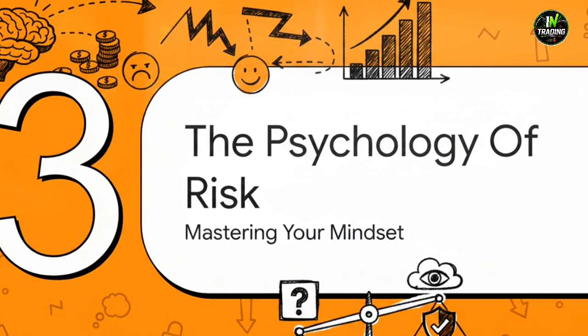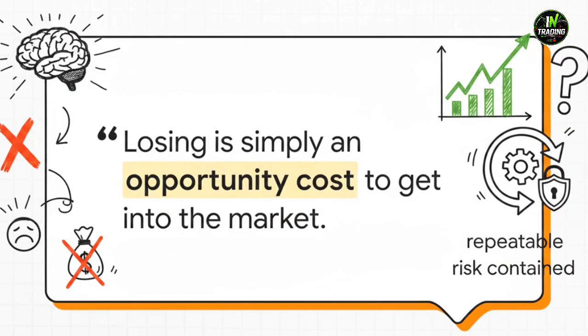All right, let's get into Section 3, the psychology of risk. This is a big one. As humans, we are totally wired to believe that losing is inherently bad, right? We think making money means we made a good decision. Well, in trading, you have to completely flip this on its head. Losing is not inherently bad. It is simply an opportunity cost to get into the market. You just have to accept that you will be wrong sometimes, and that is perfectly okay. Success in trading is strictly about following a repeatable process while keeping your risk absolutely contained.